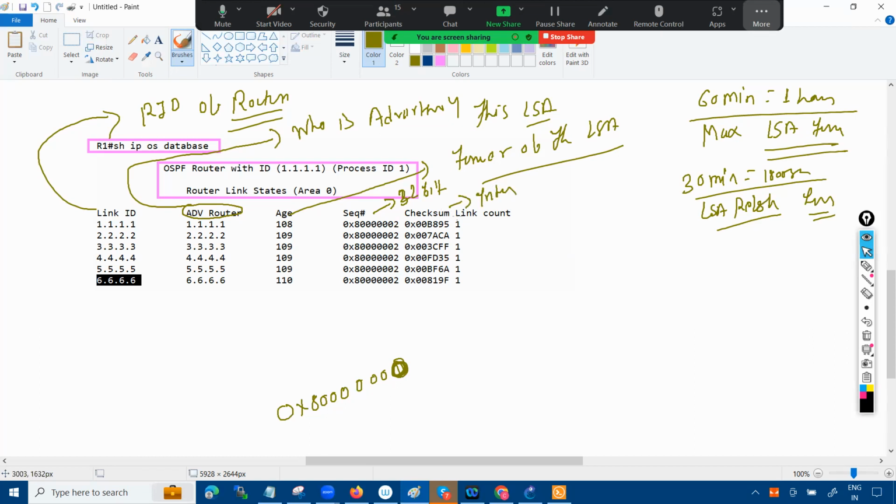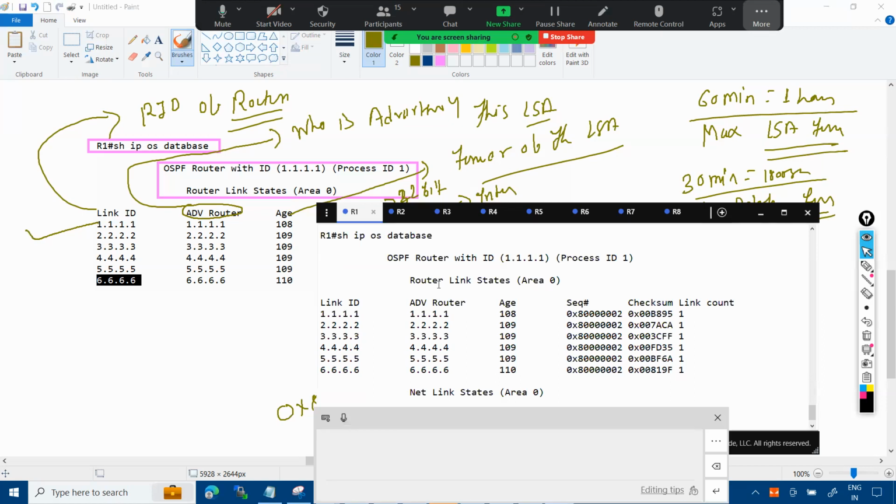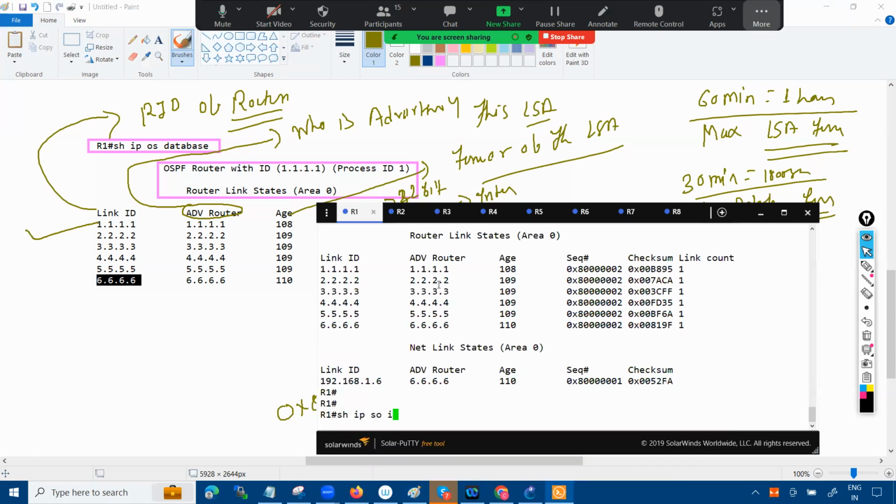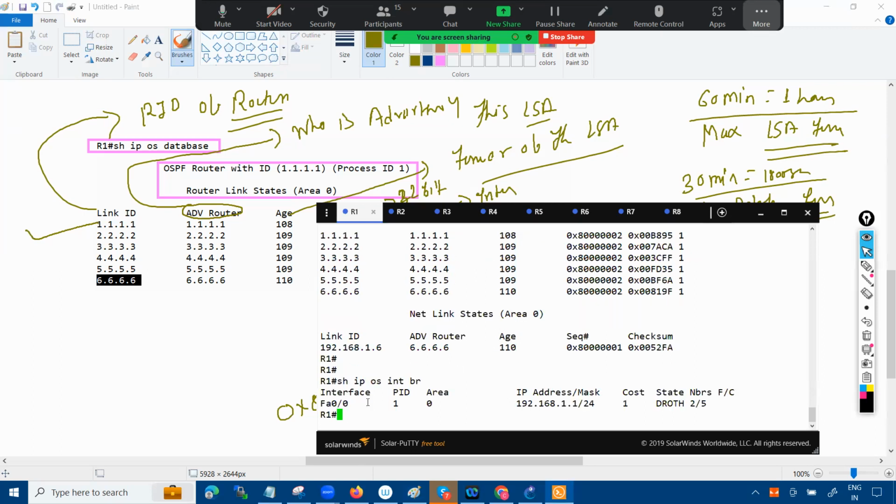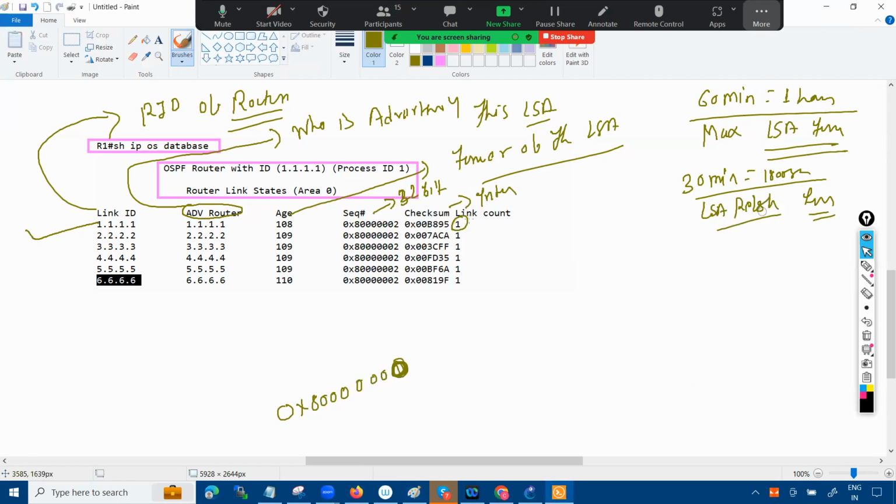The link count tells you how many links are attached to this particular router. Of course, 1 link, right? If you see on router number 1 how many links are enabled, use show IP OSPF interface brief. So only 1 link is enabled in the OSPF protocol. That's why it says 1 link only.